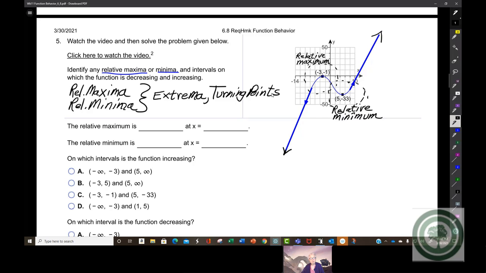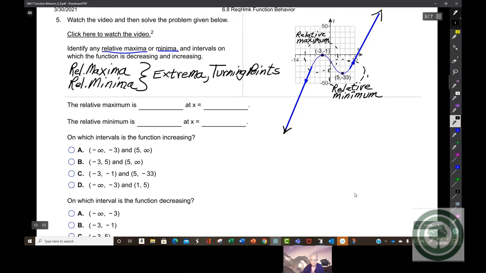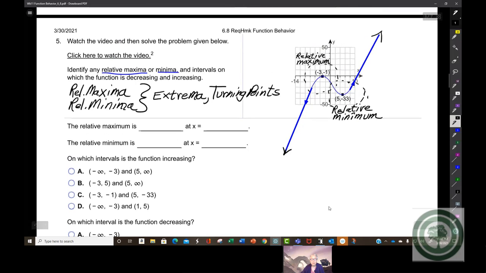Turning points. You're going to see that in just a minute. But the relative maximum, this is just like going back to quadratics. This would be a minimum point, and this would be a maximum point.